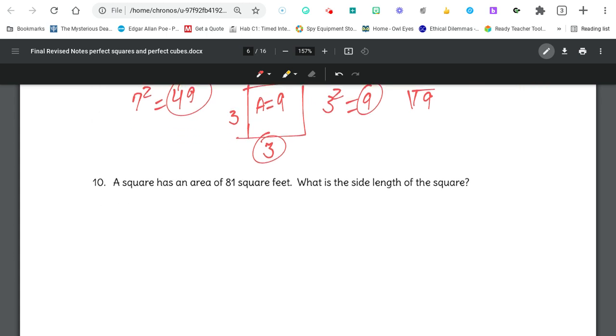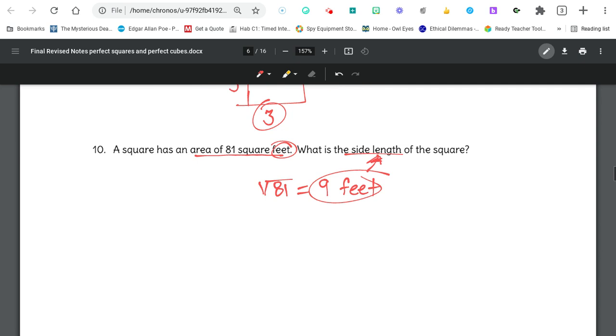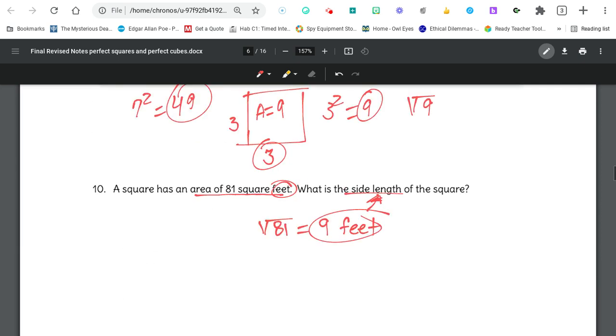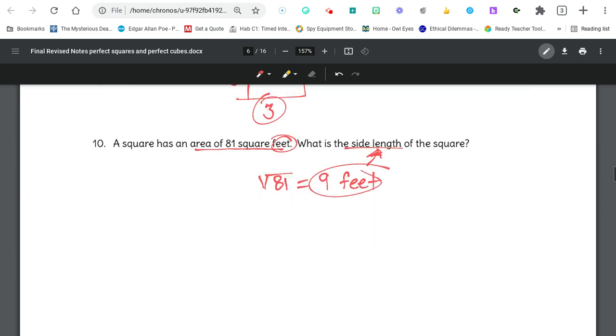All right, number 10 says a square has an area of 81 square feet. I know the unit is feet. What's the side length? Well, the square root of 81 is 9, so the side length is 9 feet. And remember, if you need to go back, rewatch some of the video, that's fine, because you'll need to pause as needed and take notes.